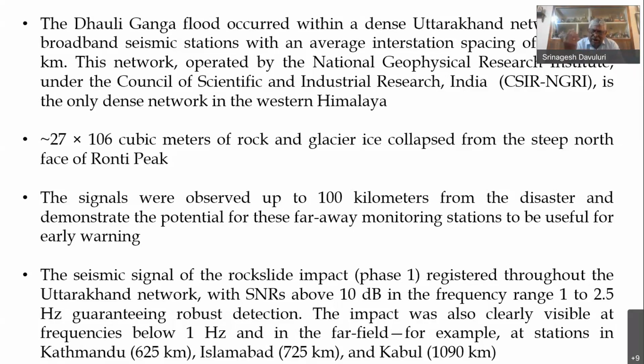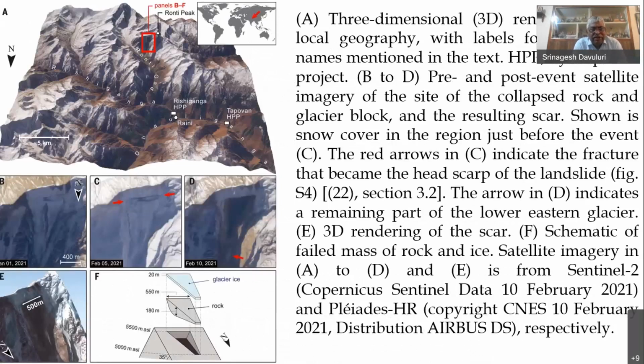The impact was also clearly visible in frequencies below 1 hertz and in the far field, for example, at stations located between 600 and 1000 kilometers away. And what are those? Kathmandu at 625, Islamabad at 725, and Kabul at 1090 kilometers. So that is the power, and you can imagine the amount of energy which was released when this material of 27 into 10 to the power of 6 cubic meters of rock came and struck.